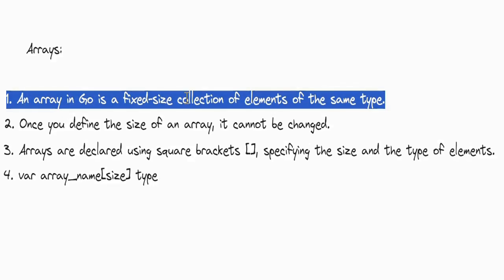If we are saying collection, that means we can store multiple values in a single variable together, and all the values should be of the same type. If we are saying that an array is of type integer, that means this array will contain all the values of integer type only. If we are saying that this array is of string type, that means it will be containing all string values only. There cannot be a combination of multiple types.